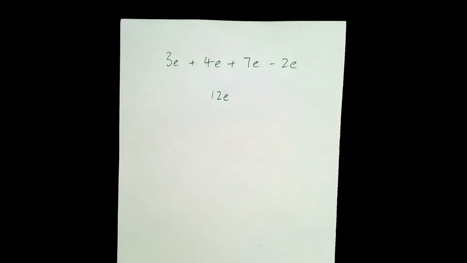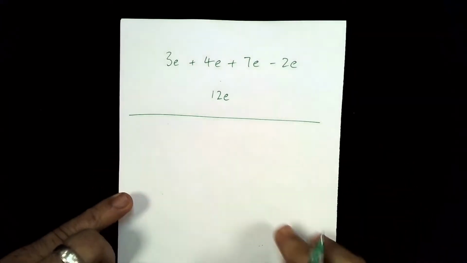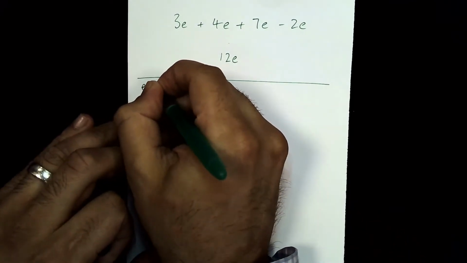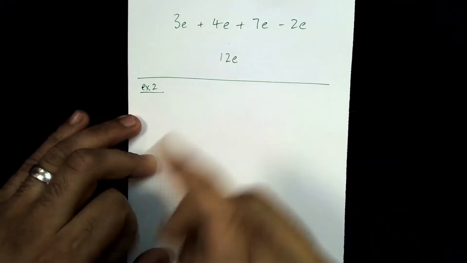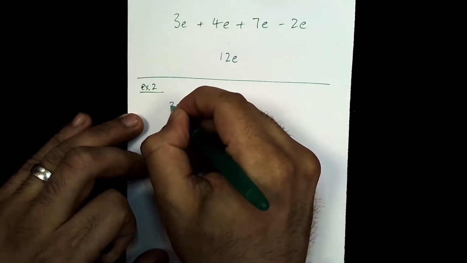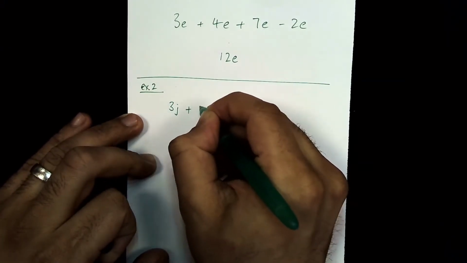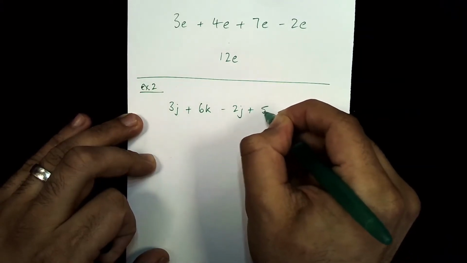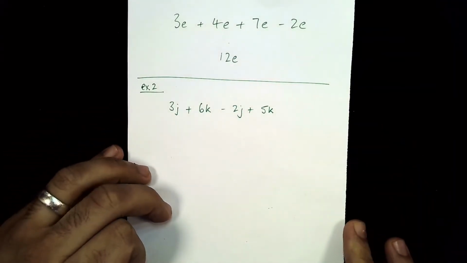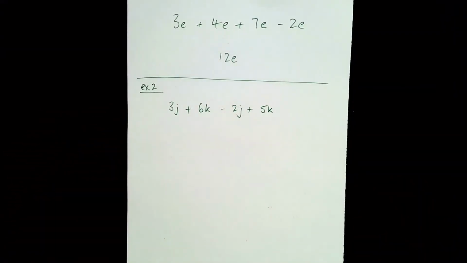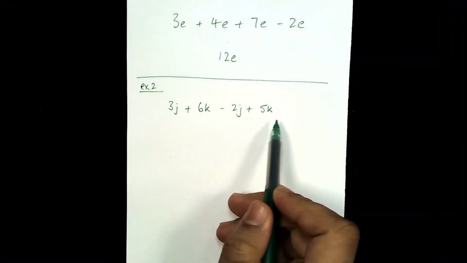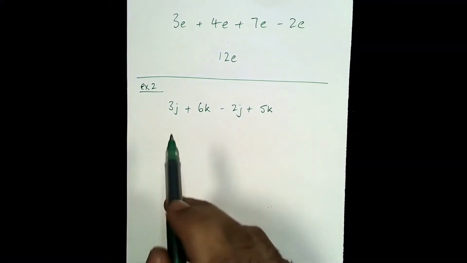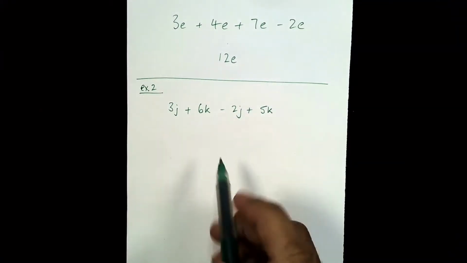Okay? Now let's take a look at an example where you've got 2 different terms. So a second example, example 2. If I had 3J plus 6K minus 2J plus 5K. So in this case, they're not all the same letters, so you can't collect all of them together. My answer is going to have 2 terms in it. There's going to be some J's and some K's in my final answer.